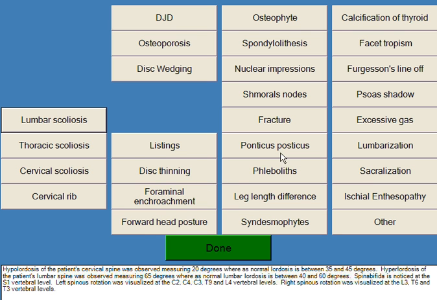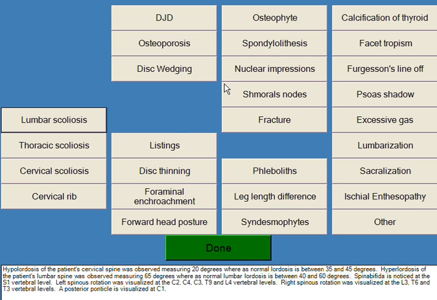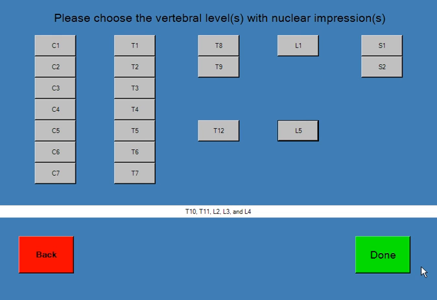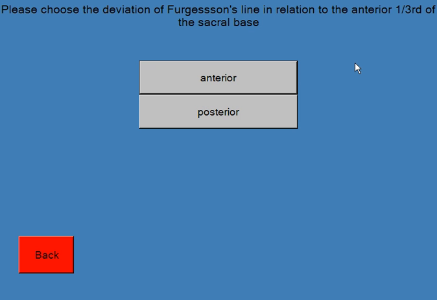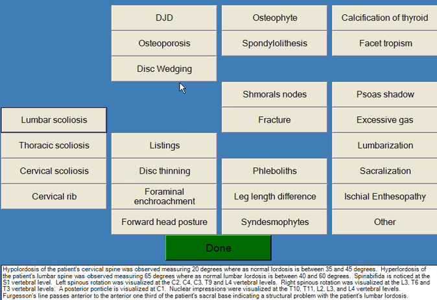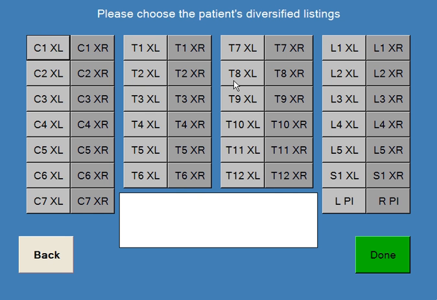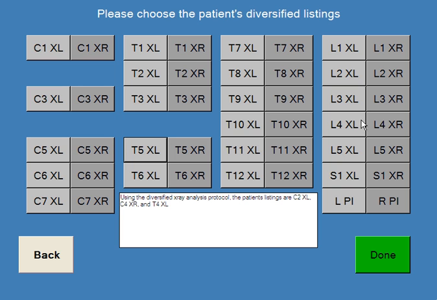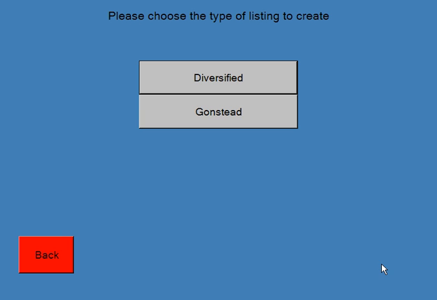Perhaps we had ponticus posticus, and it was just a regular type. Maybe had nuclear impressions, and we would just select where the nuclear impressions were. When we're finished, we hit Done. Perhaps Ferguson's line was off. Maybe it passed anterior. We could put in the patient's listings, using diversified or Gonstead. I'm going to say diversified listings, and we'll say these were his listings based on his X-ray findings. And when we're finished, we hit Done.